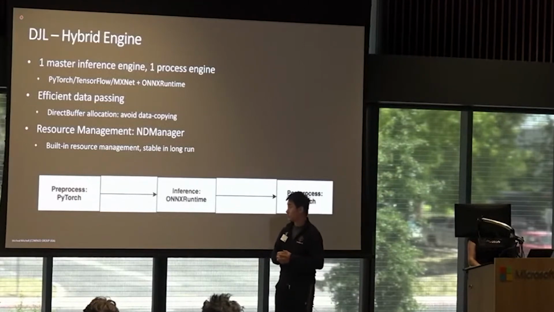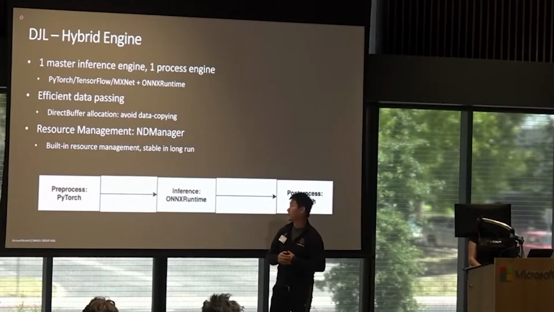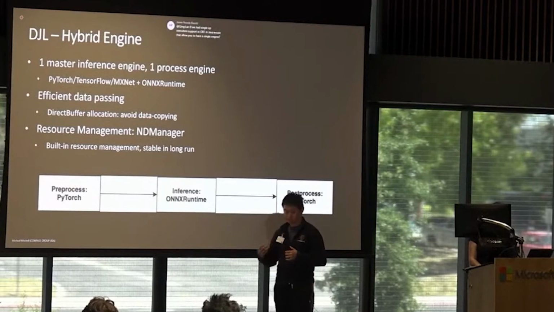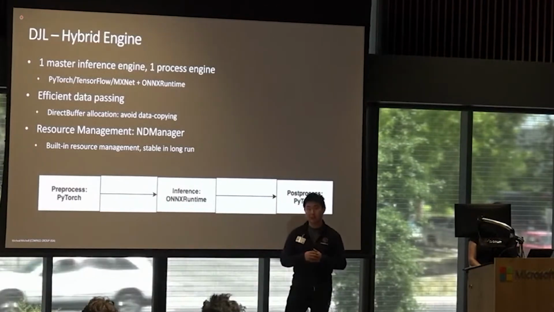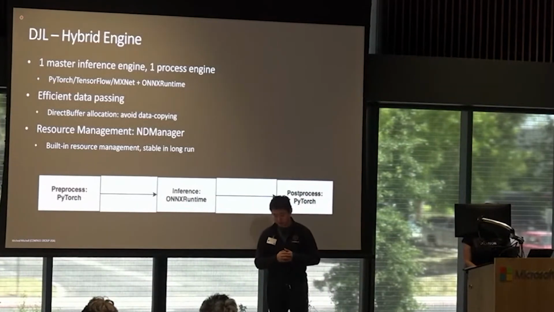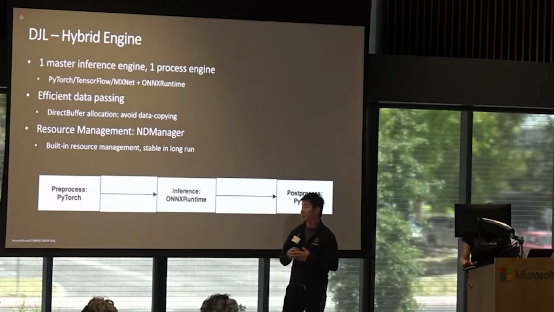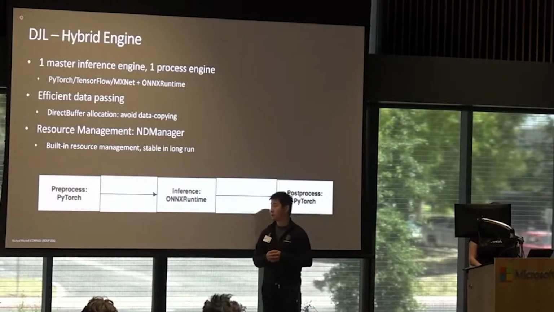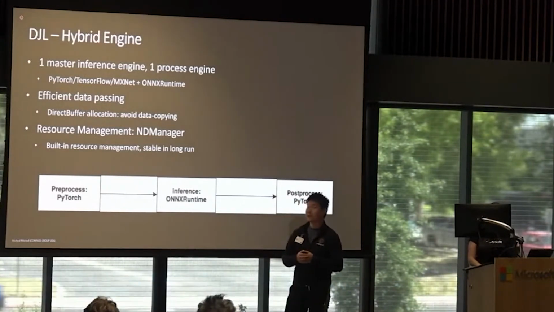And finally, to control memory management, we created something called the ND Manager. It's a tree-like architecture implemented in the DJL library to replace the garbage collection system inside of Java, providing more cost-effective memory collection. Having the ND Manager built in, we can make all the inference very clean without any memory leaks.